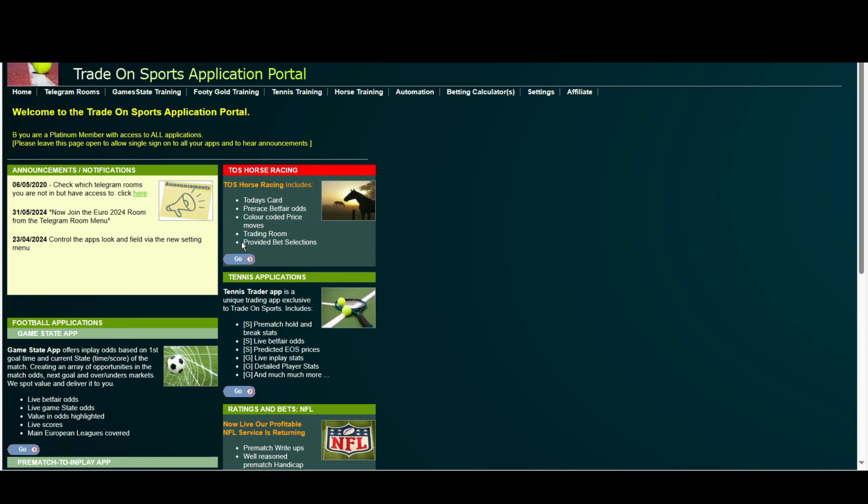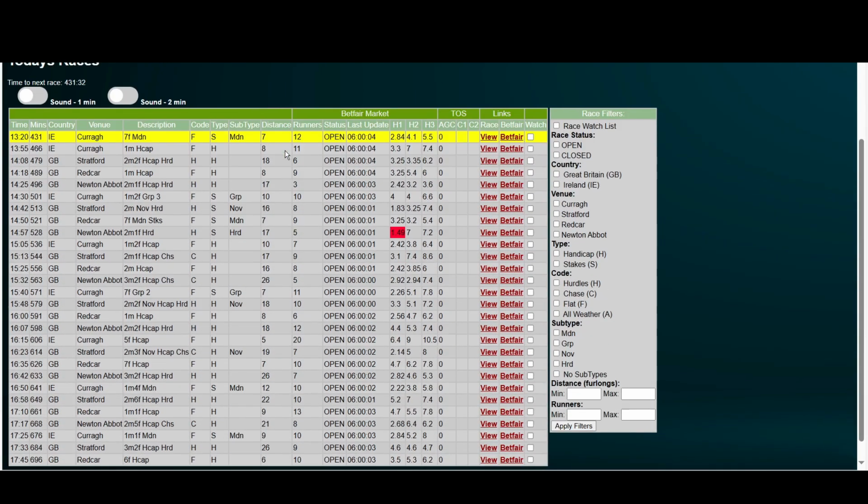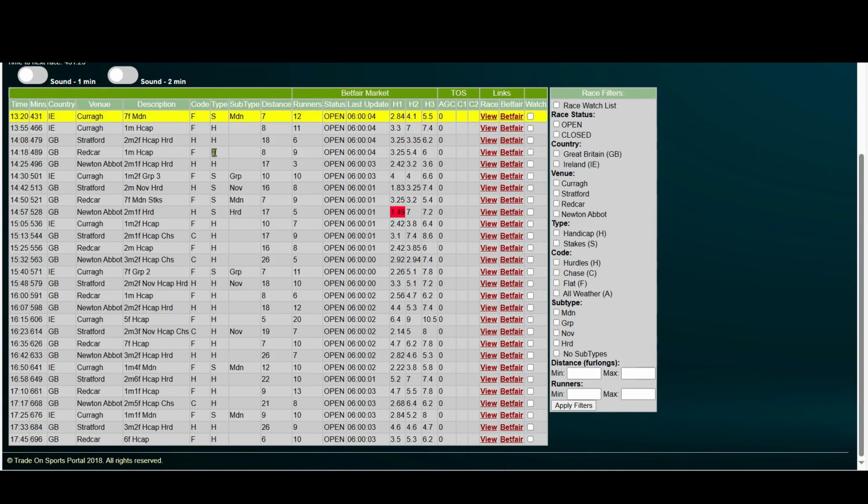So let's get started. On logging into your Trade on Sports application portal, you will see Trade on Sports Horse Racing, and once you open this up you'll be presented with a page which says race card summary and race card. So let's take you through those. The race card summary is literally telling us all of the races we've got to get through today from UK and Ireland, and also links to Betfair for placing the bets if you so desire to do it that way. We also have ready to bet and 2 minutes to start time alerts, just to remind you that the race is about to start.